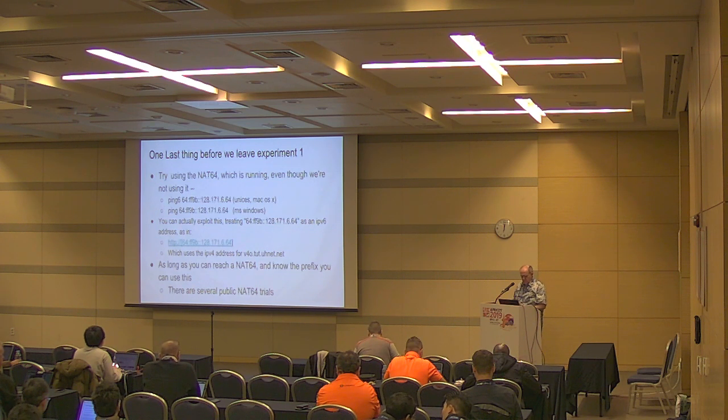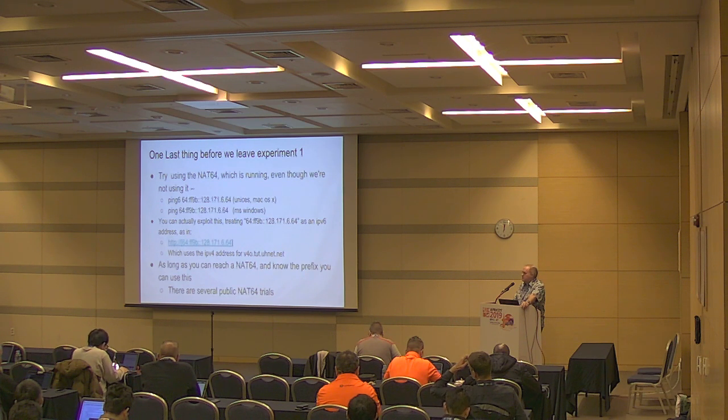As long as you can reach a NAT64, you can reach the other side. And there are a couple of public NAT64 trials out there, so if you have those in your head, and you're on your V6 network and you need to reach the V4 network, you can cheat. And if you work with V6 and V4 and things that may or may not have a name server on them at the moment when you're doing network engineer stuff, that's actually kind of a cool trick.